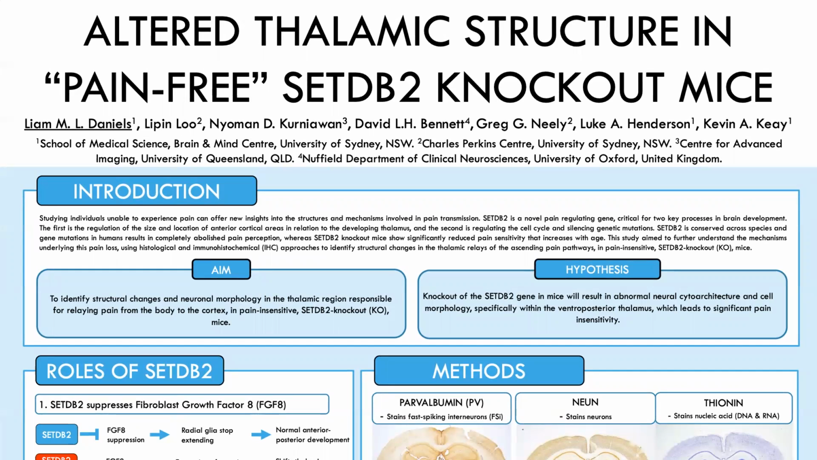My project stems from this research, where I aim to identify structural changes and neuronal morphology in the thalamic region responsible for relaying pain from the body to the cortex in pain-insensitive SETDB2 knockout mice. I hypothesize that knockout of this gene will result in abnormal neural cytoarchitecture and cell morphology, specifically within the ventroposterior thalamus, as it receives all incoming painful sensory information, and disruption to these incoming signals may consequently result in pain insensitivity.